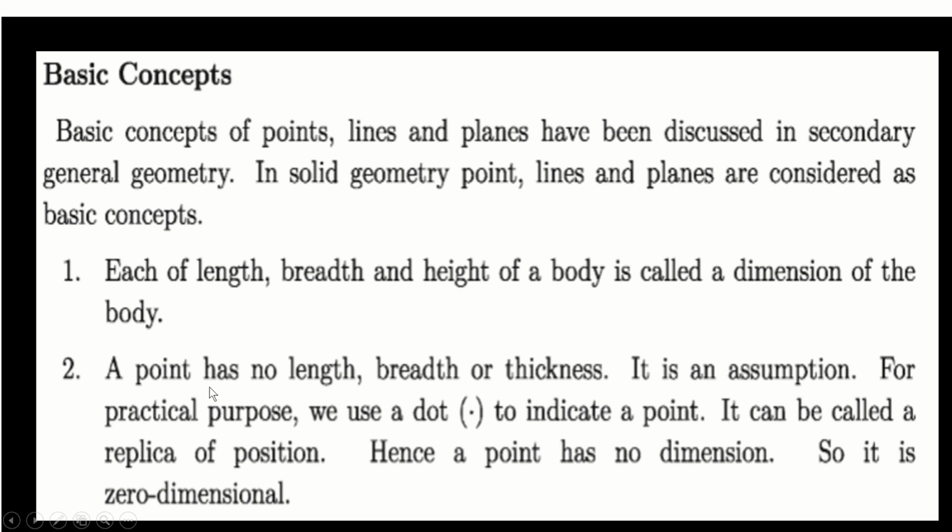Number 2: a point has no length, breadth or thickness. It is an assumption. For practical purposes, we use a dot like this to indicate a point. It can be called a replica of position. Hence, a point has no dimension, so it is also zero-dimensional.